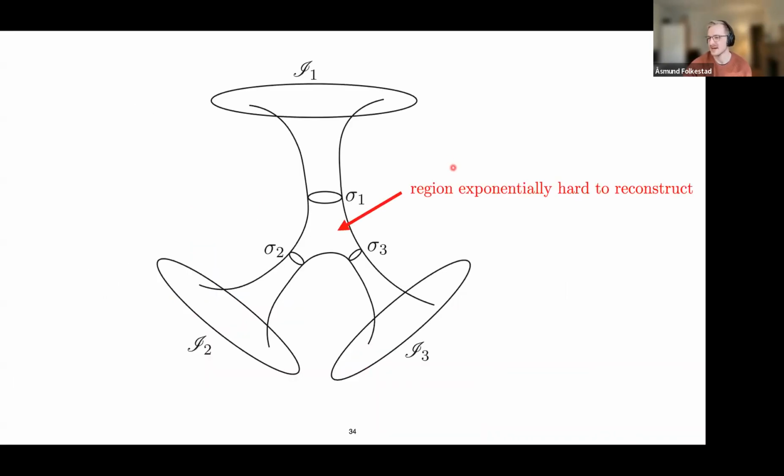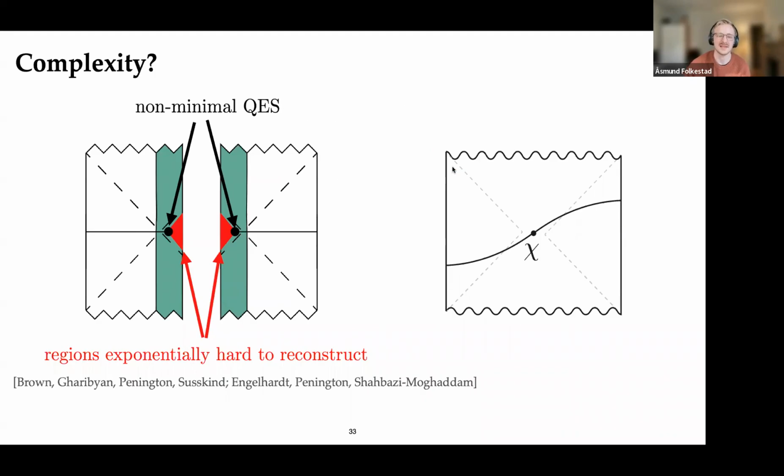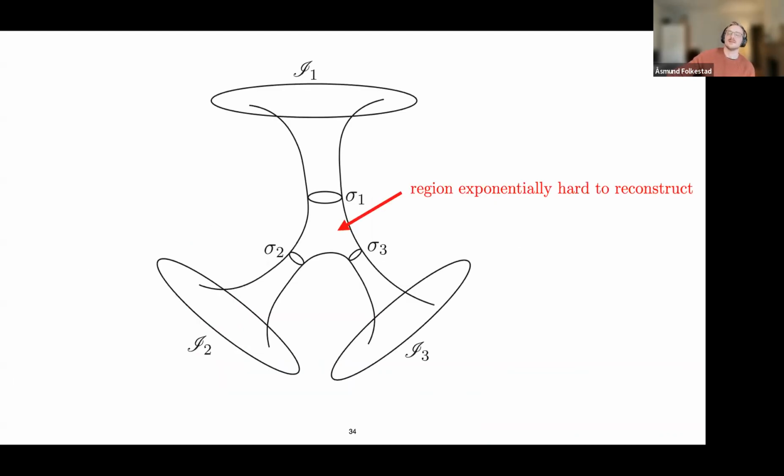But unfortunately, it cannot be either. When I say complexity, I mean whether there are geometric regions in the bulk that are exponentially hard to reconstruct. But yeah, we can easily construct a 3-boundary wormhole like this.